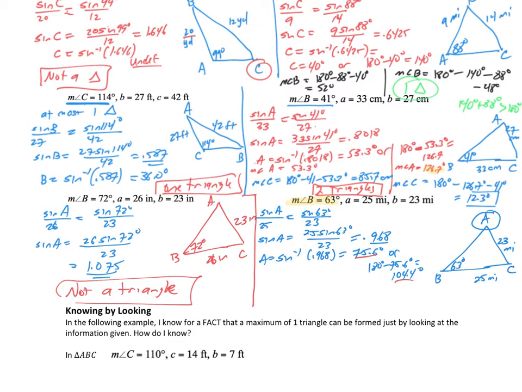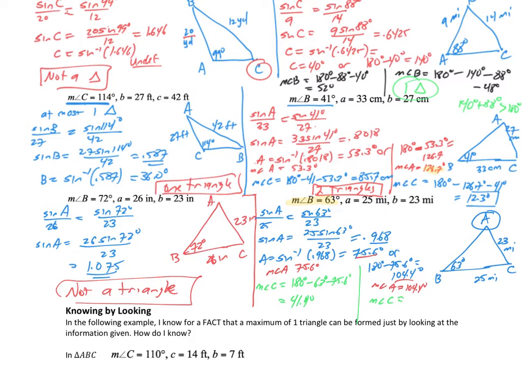So if we have a measure of angle A is 75.6 degrees, or the measure of angle A is 104.4 degrees. Let's see what the measure of angle C would be. So C, the measure of angle C in this case would be 180 minus B, 63 degrees minus 75.6. So we know the acute angle should work. This is 41.4 degrees. We really technically didn't need to do that. But I'll do it anyways.